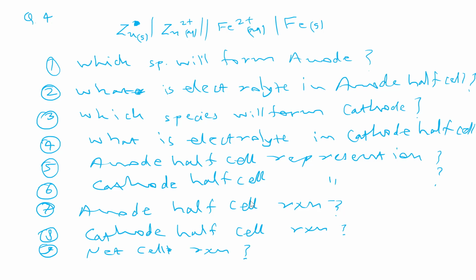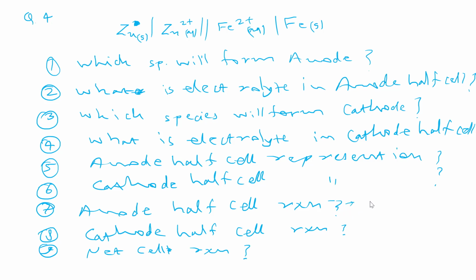Okay, right. Then for the anode half cell representation, it is zinc solid, then interphase line, then Zn2 plus, then salt bridge. Okay, right. And you can just break this: when you remove the species of the cathode, you get the anode half cell representation, and to represent the cathode half cell, just remove the anode half cell species. Yes, sir. Okay, great. Then what is the anode half cell reaction?